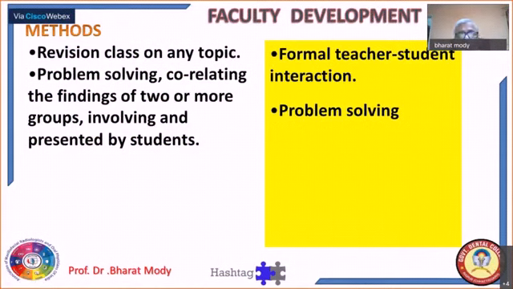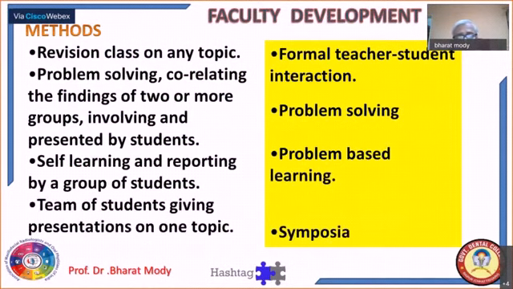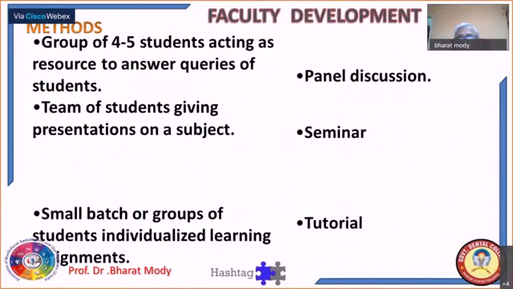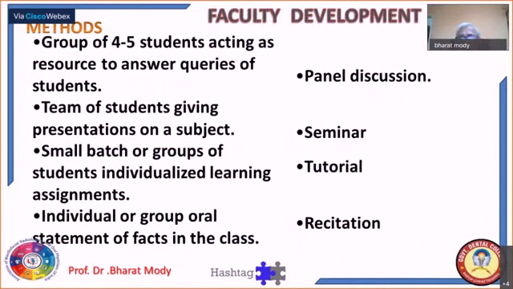Problem solving class is, suppose there is a problem and that is to be discussed along with the teacher, then that is problem solving. Self learning is being done where solving a problem is problem based learning. 4 or 5 students going ahead and giving a topic presentation is called a symposia. A group of 4 or 5 students answering questions, like we are going to have after this talk, is a panel discussion.